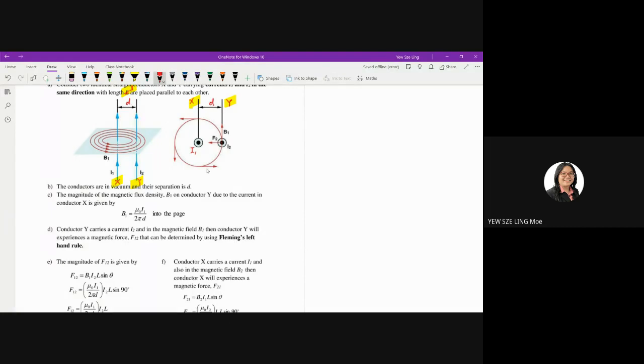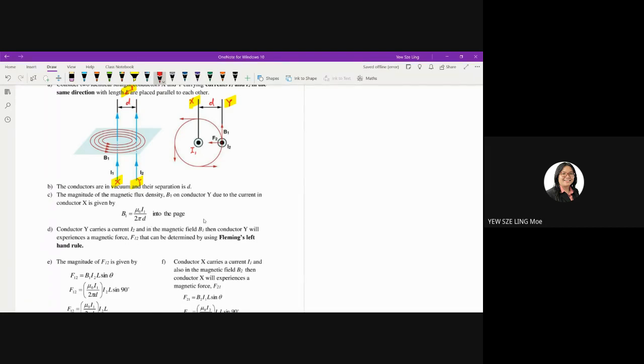Alright, betulkan gambar tu supaya Anda tak keliru apabila Anda baca dia punya derivation. So the magnitude of the magnetic flux density B1 on conductor Y due to the current in conductor X is given by B1 equals mu naught I1 over 2 pi D, and it is into the page.